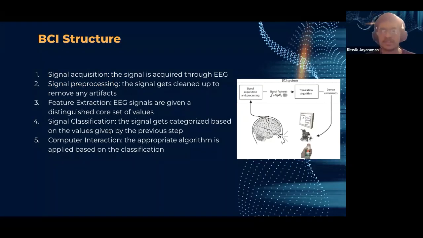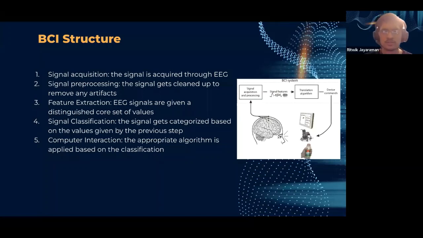Finally, for the BCI structure, constructing a BCI comes through 5 main steps. First is signal acquisition, which is when you have an EEG recording in order to gain the signal and the electrical potential deviations from electrical brain activity. Second is signal preprocessing, and this is when the signal gets cleaned up to remove any artifacts, as mentioned before, such as eye artifacts, muscle artifacts, channel artifacts, etc. And this can be done through steps such as filtering and ICA.